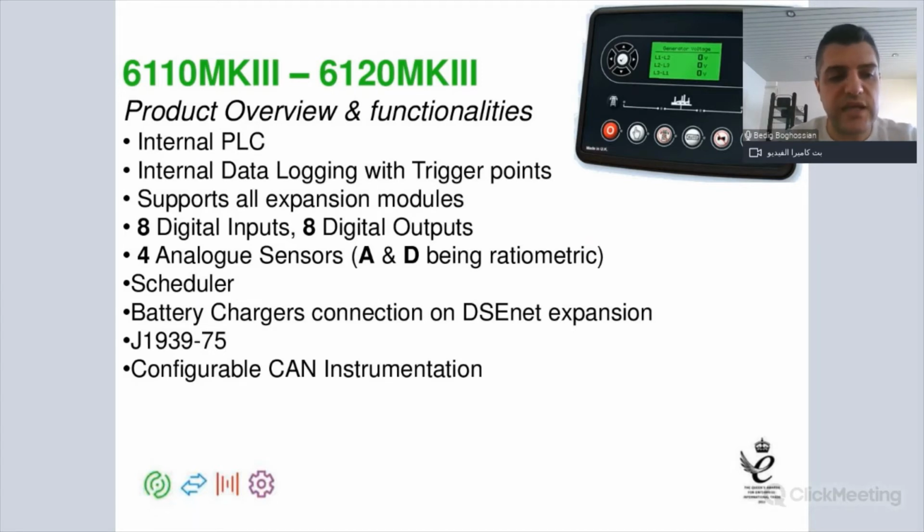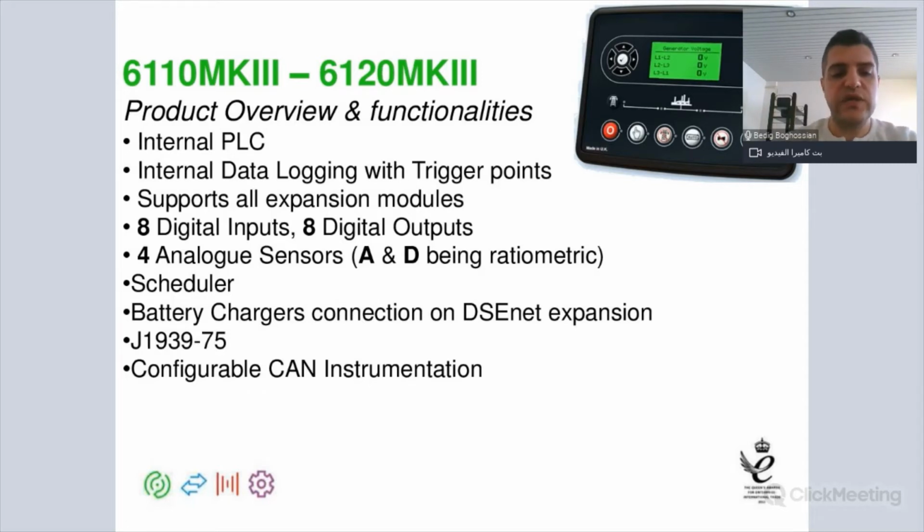It also has a scheduler. It supports the DeepC intelligent battery chargers over its DSE net port. It supports J1939-75. This is a communication protocol to transmit all the genset instrumentation over the ECU CAN data link. So if you have an external CAN PLC, you can use that to receive all the genset instrumentation via the CAN.